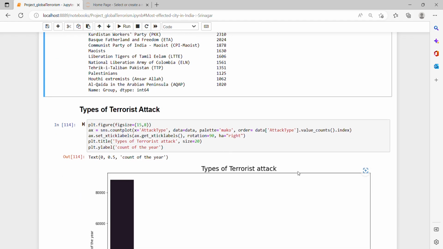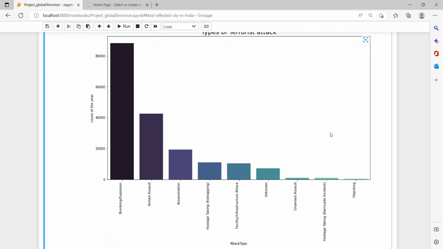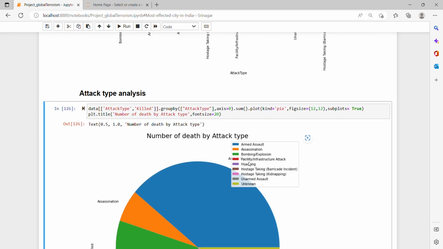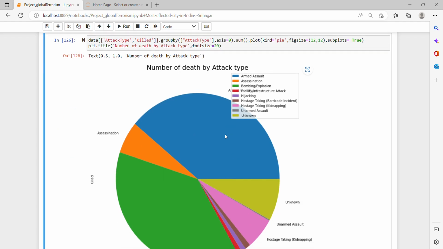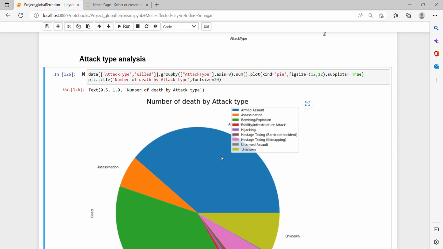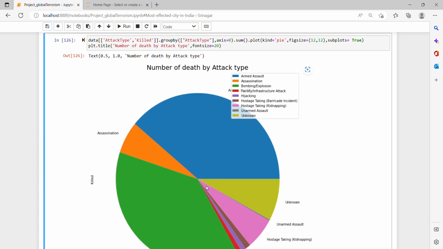Now coming to the types of terrorist attack, we can see that the major attack type is bombing and explosion. Now doing further attack type analysis, we can see that the major deaths in these terror attacks have been caused by explosion and bombing, and this blue segment shows armed assault. So these two attack types have always been majorly used in these terrorist attacks.